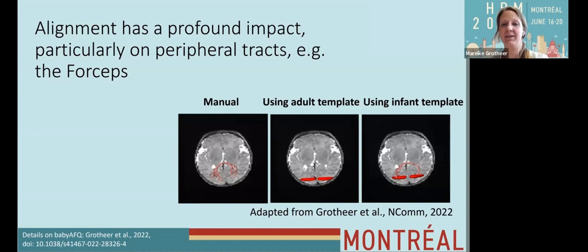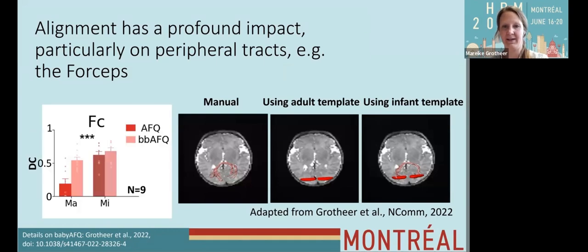In this case, it seems pretty reasonable to conclude that Baby AFQ is doing a better job just by looking at the data. But we also wanted to quantify this somehow across multiple babies. To do this, we quantified the spatial overlap between the manual bundles and the ones identified by baby and adult AFQ using a dice coefficient analysis. A dice coefficient of 1 would mean perfect overlap between the manual and the AFQ tracks, and a dice coefficient of 0 would mean no overlap. And as you can see, both for the forceps major and the forceps minor, baby AFQ has a higher dice coefficient, so it lines up better with the manual tracks than classical AFQ, which emphasizes the importance of using infant-specific tools for infant tractometry.